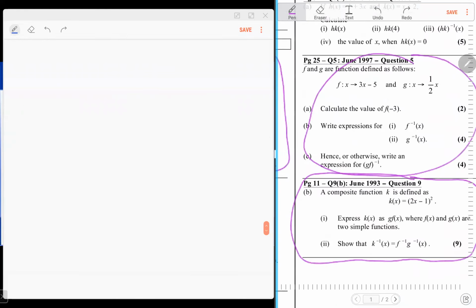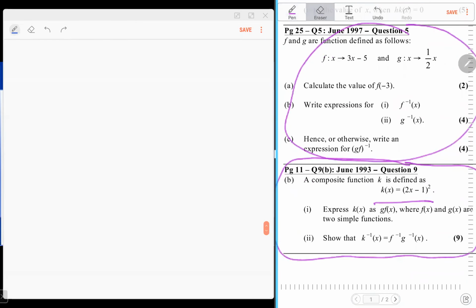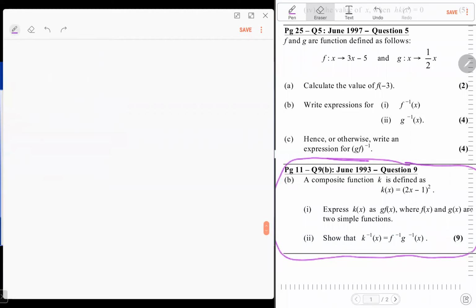So we're going to look at splitting a composite function for this example down here now. Let me erase the one that we're not doing yet. The one that is circled there is the one we're doing now. Let's go, because we want to cover how you split a composite function.